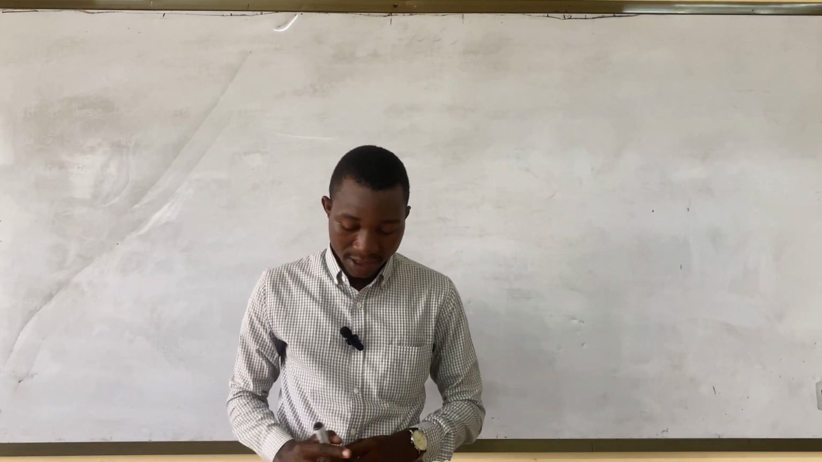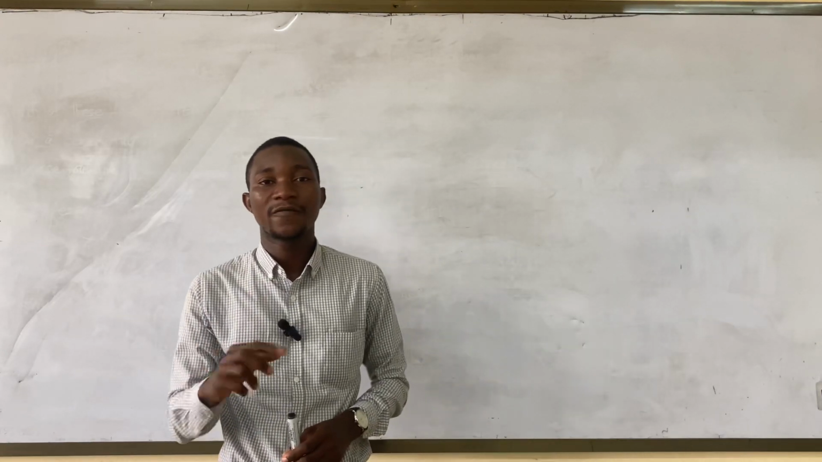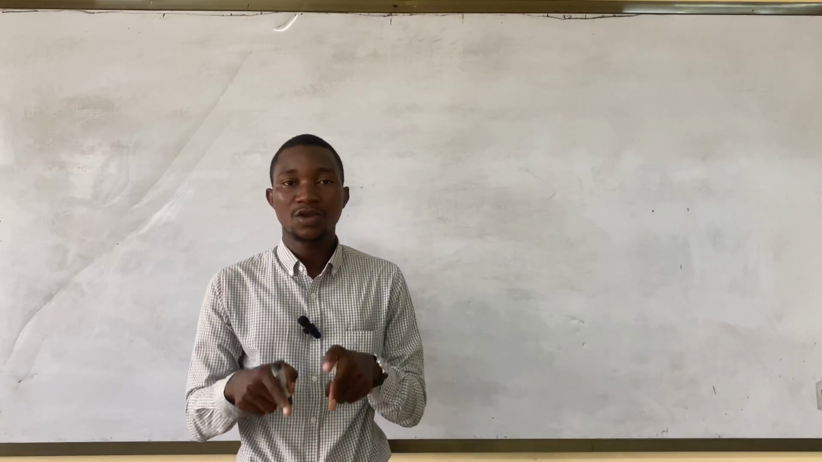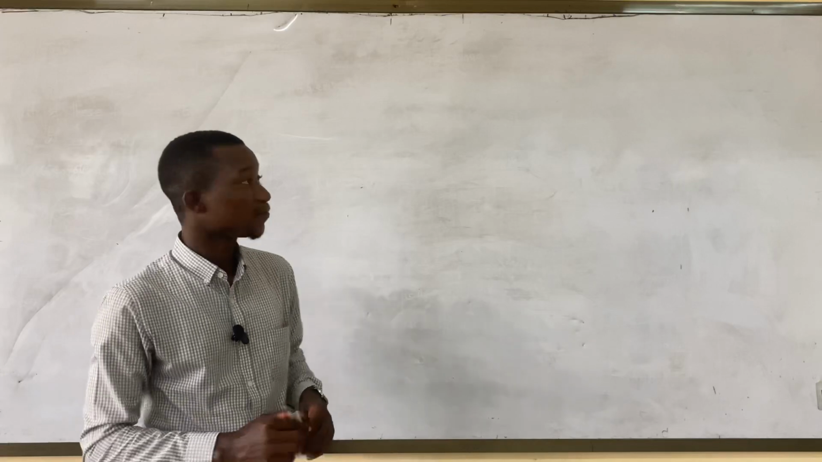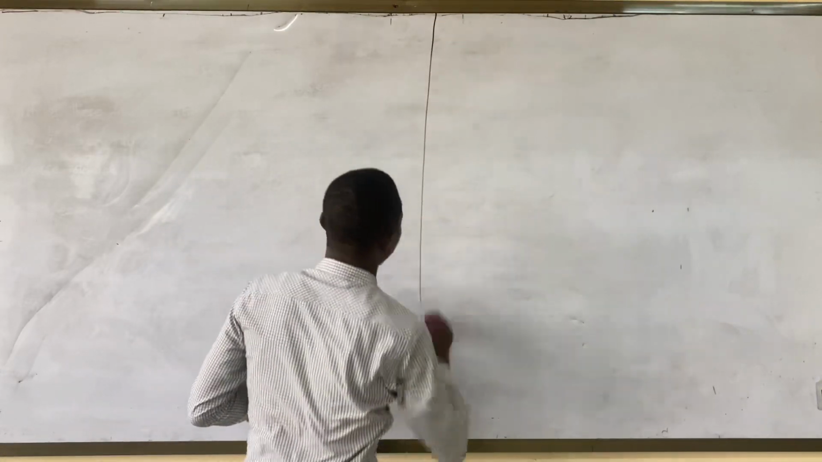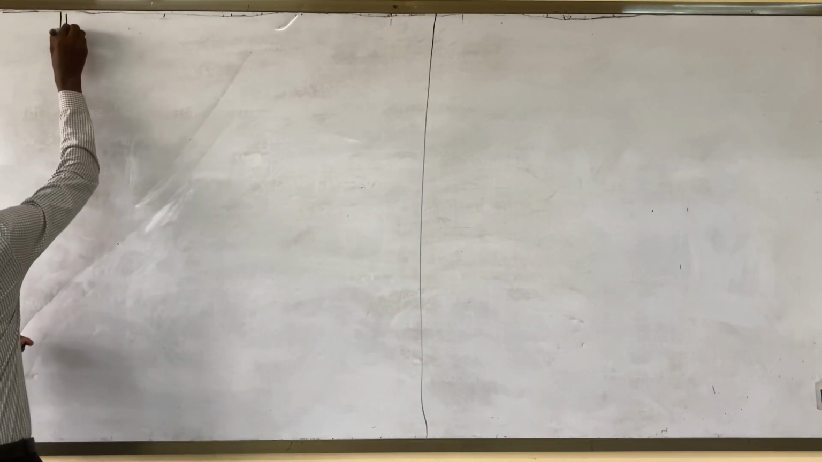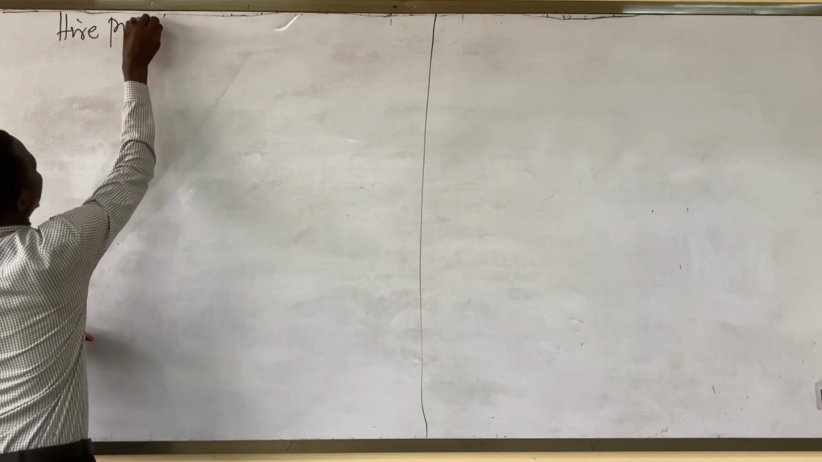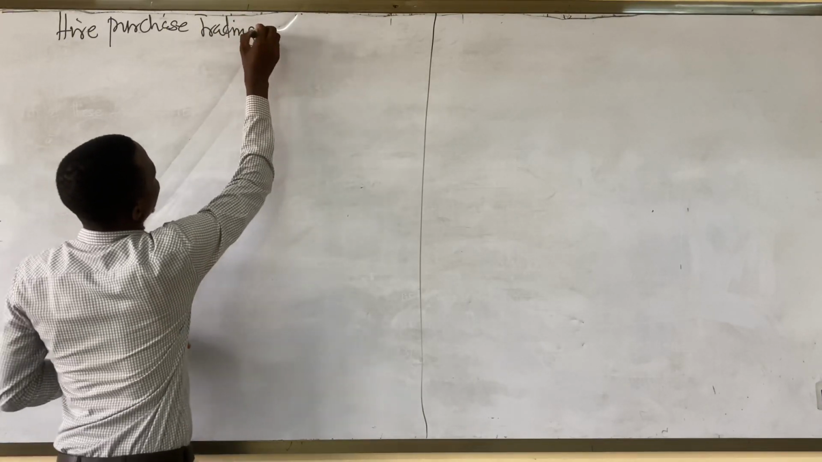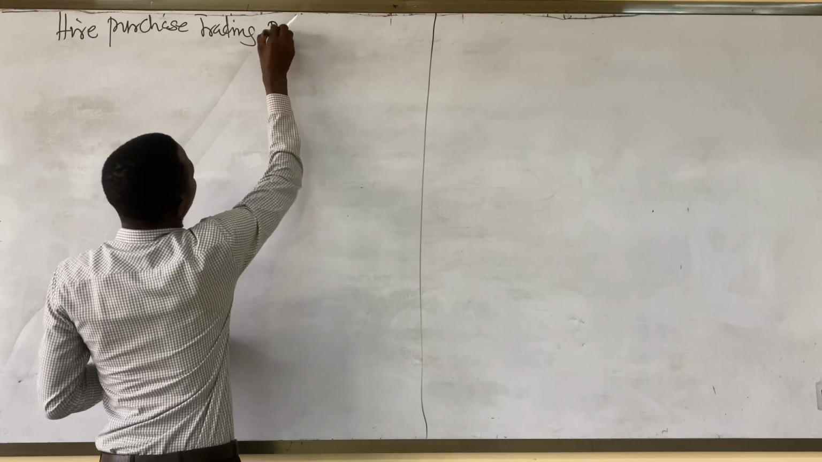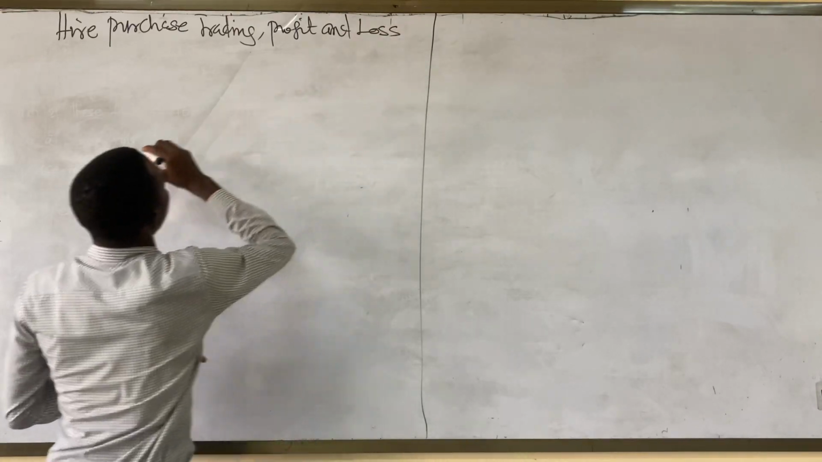All right, so this is the question, and we have two requirements. We are preparing the income statement and then the statement of financial position. This time we are using the stock on hire in determining the gross profit. So let's begin with this question. Our first requirement is the hire purchase trading profit and loss account.